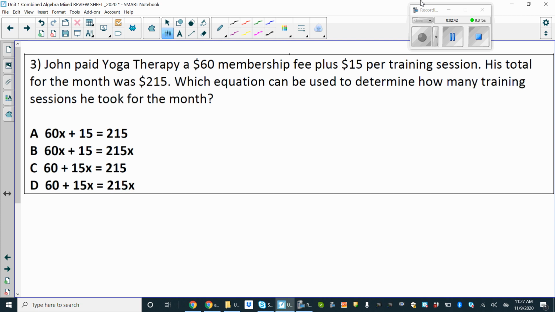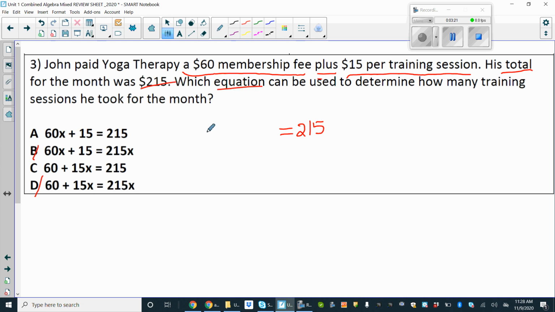For the next one, we have John paid yoga therapy a $60 membership fee plus $15 per training session. His total for the month was $215. Which equation can be used to determine how many sessions he took for the month? So we have to set up an equation. We know the total is always on one side of the equation by itself. So right off the bat, we could cross out answer choices B and D because we know the total does not have a variable attached to it.